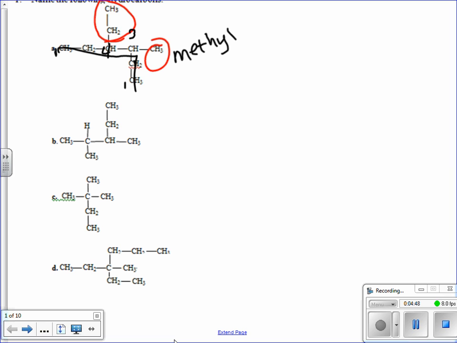If we look at our other branch, it's CH3CH2. It has 2 carbons in it. So the prefix for 2 is eth, and the suffix is YL. So that one is ethyl.